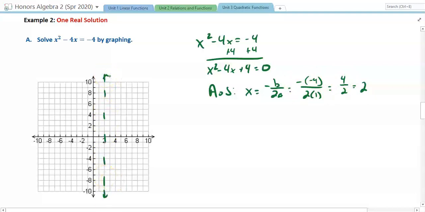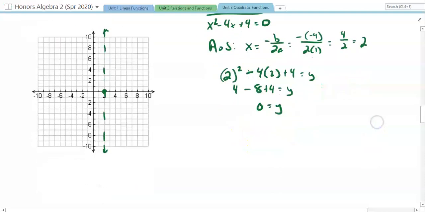And so my axis of symmetry is coming through like so. And so we're going to plug that back in to find our vertex. And so 2 squared minus 4 times 2 plus the 4. So we're going to get 4 minus 8 plus 4, that's equal to our y. And 4 and 4 is 8, minus 8 gives us 0. And so we end up with our vertex at 2, 0.